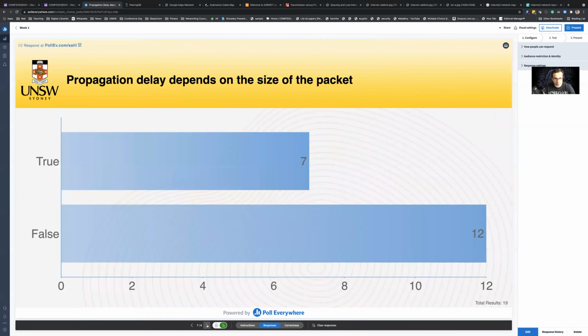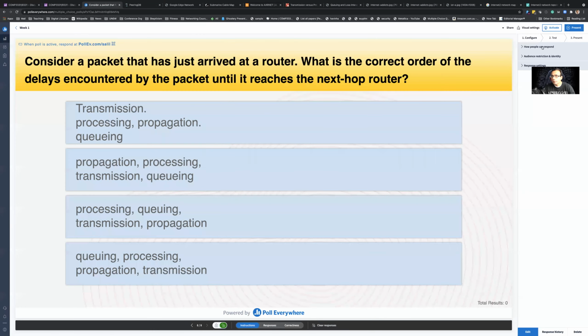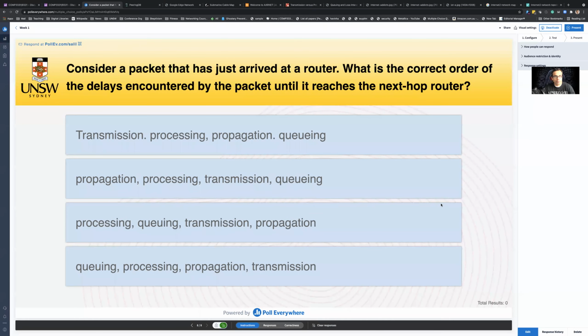Let's look at the next one. By the way, this question presupposes that we are considering the setup that was discussed in the lecture, because the accurate answer for this would really depend on how the router is actually designed, but just go with what we discussed when we talked about this.